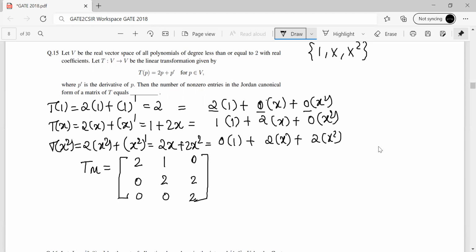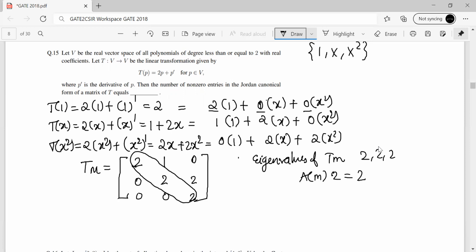Now, if you see this matrix, because we want the number of non-zero entries in the JC form, I'll find the eigenvalues of this matrix. So the eigenvalues of T are, this is an upper triangular matrix, so eigenvalues are 2, 2, 2. That means AM of 2 is 2. Oh, sorry, I wrote it wrong. AM of 2 is 3.